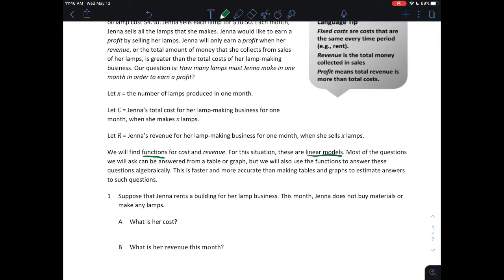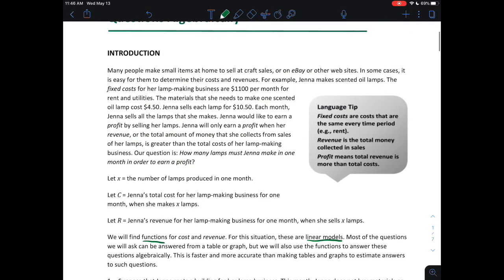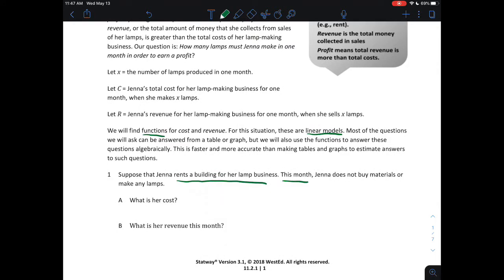So number 1, suppose that Jenna rents a building for her lamp business. This month, Jenna does not buy materials or make any lamps. What is her cost in question A for this month? So she's not buying any materials, she's not making any lamps, but what is she doing? She is renting a building. So how much is her rent for this month? As we saw up in the paragraph that started this, it is $1,100 per month. So this month, her cost is the $1,100 in rent.